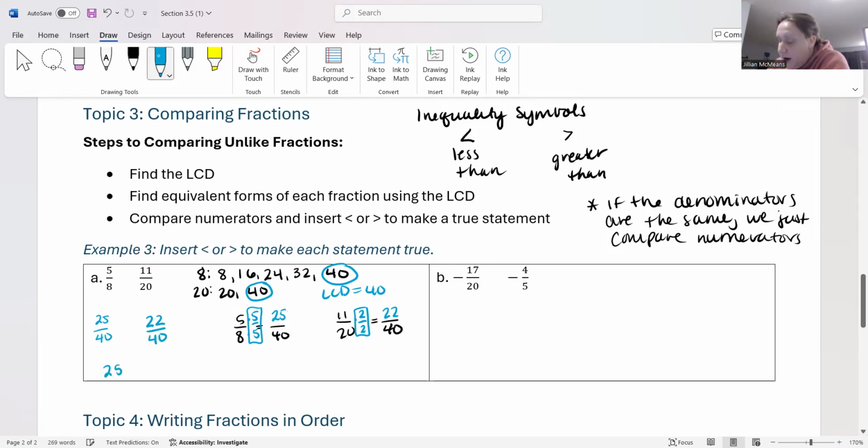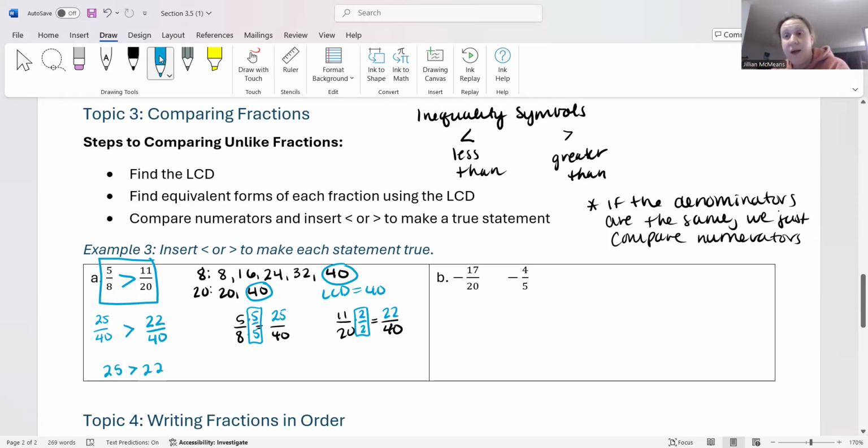And since 25 is greater than 22, that tells me that 25/40ths is more than 22/40ths, which ultimately tells me that 5/8 is greater than 11/20. Okay, so it's a little bit of work. Again, we have to find the LCD, the equivalent forms, then we just compare the numerators, and that tells us which fraction is bigger.